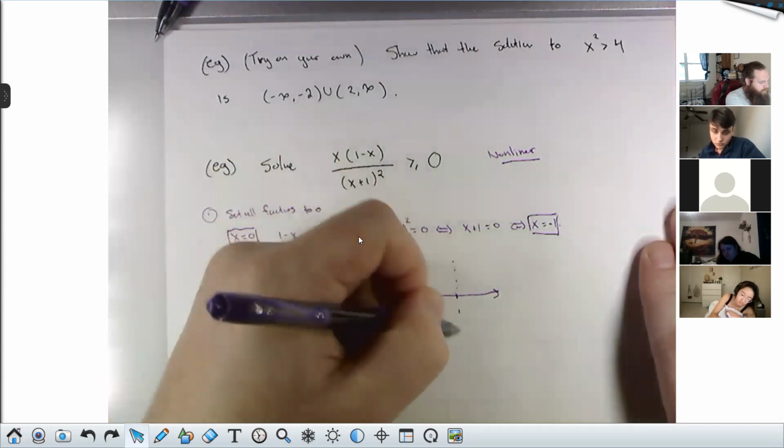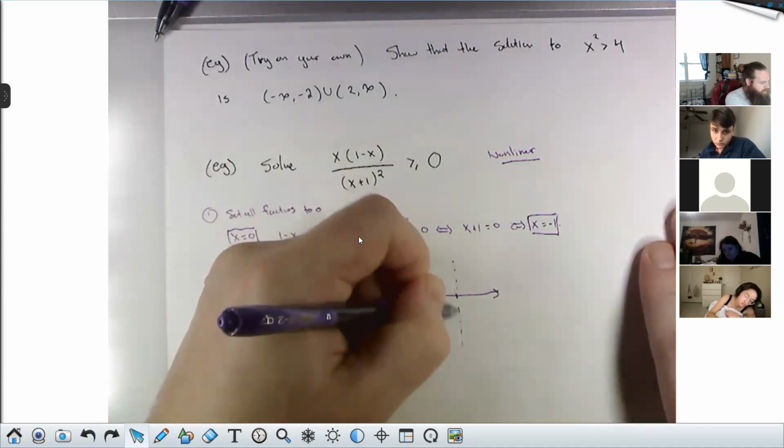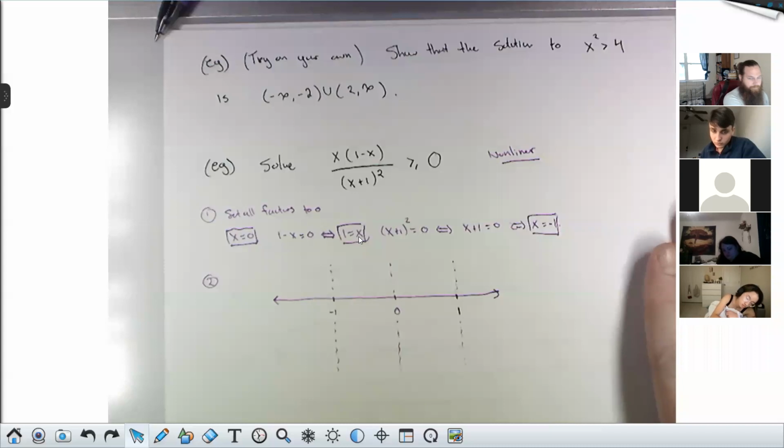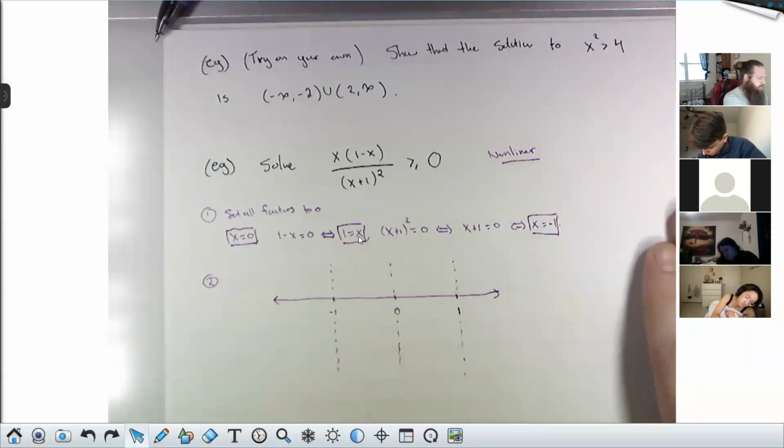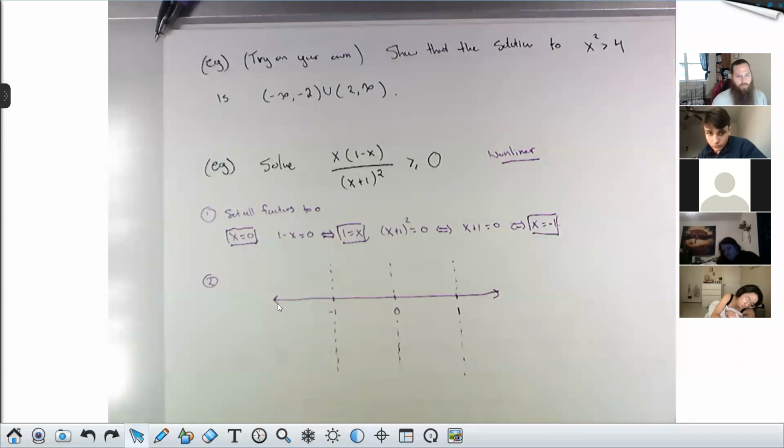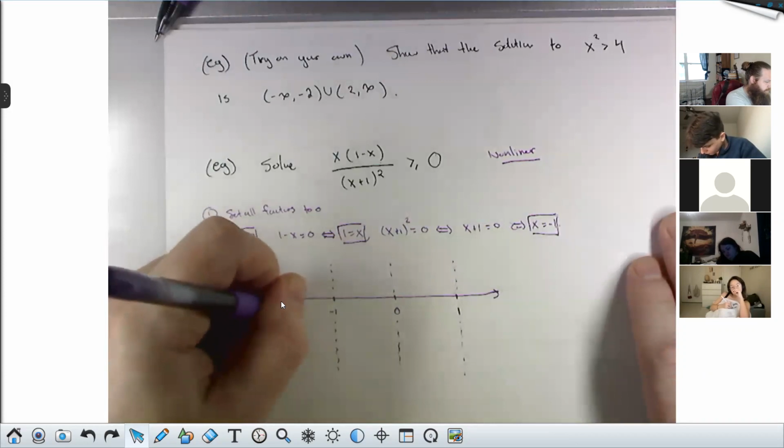This is a technique we're going to use later in the course. You'll also use this a lot in Calc 1. Okay. So from the leftmost region, I need to pick a point to test. That means I need to pick something that is to the left of negative 1. Well, negative 2 works. Let's test negative 2.